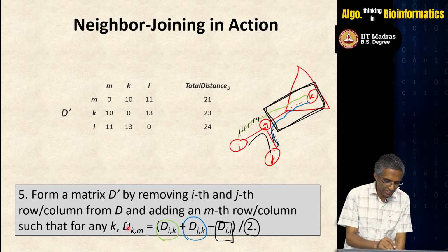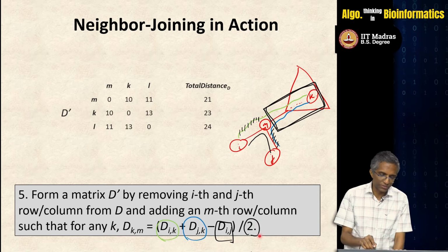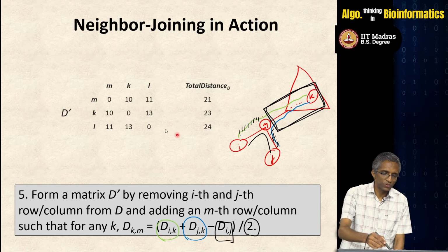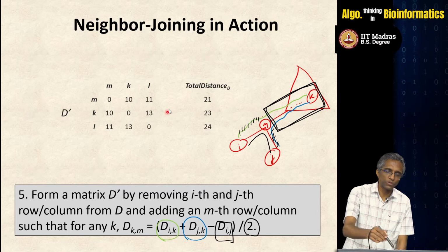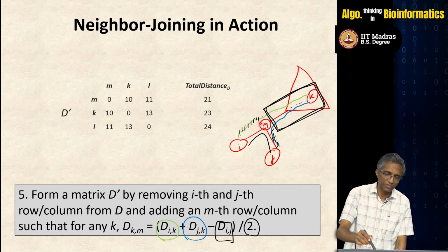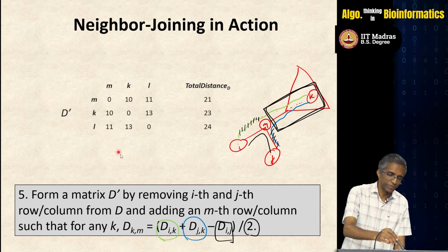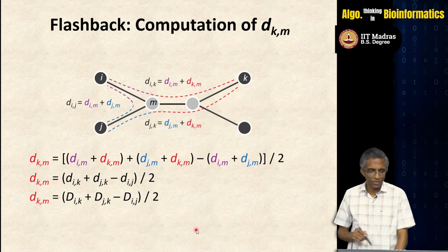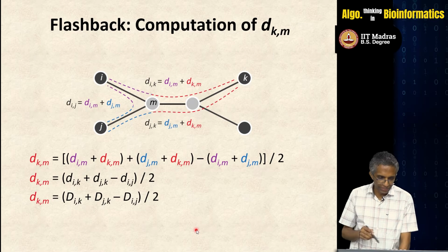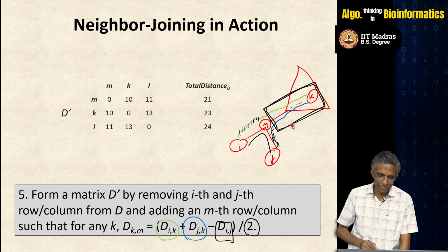So, this is a very similar looking expression that you have seen before, right, and so this is how you update your matrix from a 4 cross 4 matrix. You remove i and j leaf and you replace it with the leaf m, which is your internal node, and then you update your matrix using this formula, okay, and that is what is being explained here. So, this is just a flashback because we have already seen this kind of an argument before.